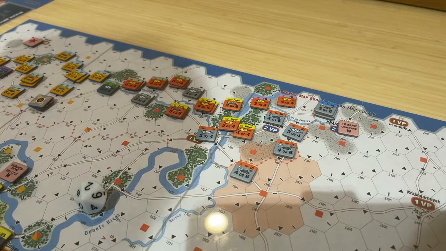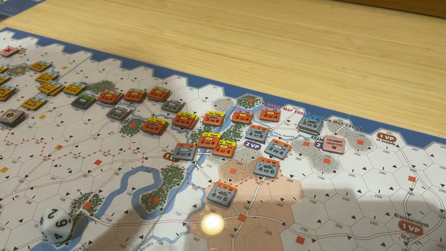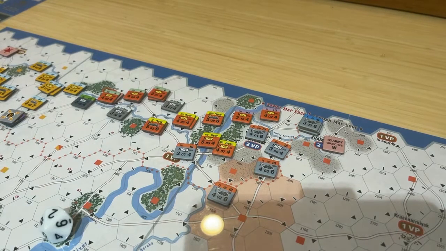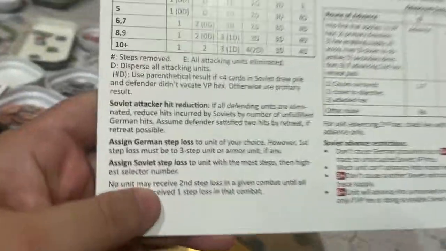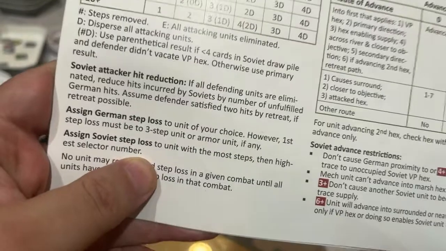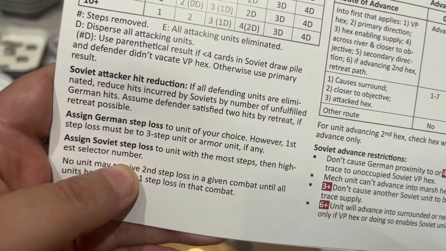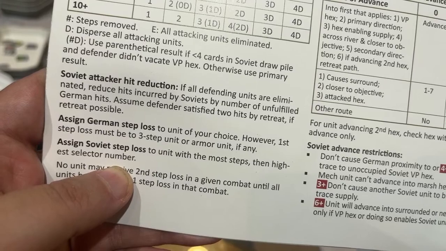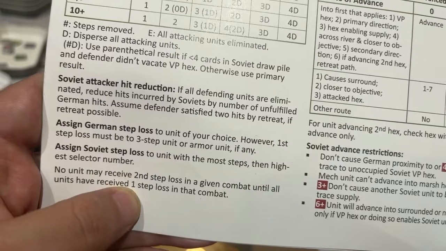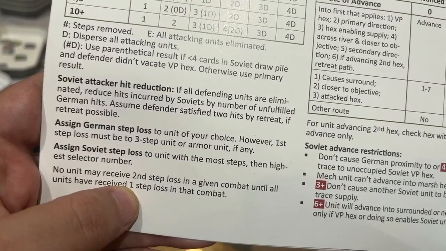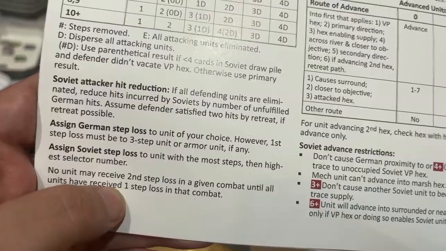The first hit is going to hit the highest numbered unit. And since you're learning the rules, let's slow this down so you can see it. Assign Soviet step loss to the unit with the most steps, then the highest number. If you have, so they both have 3 pips. They both have the most steps. So then we choose the highest number between the 2. And then no unit can receive a second step loss until all units have at least received 1.